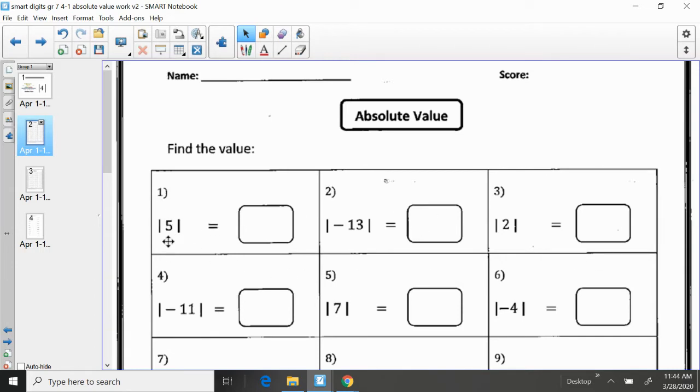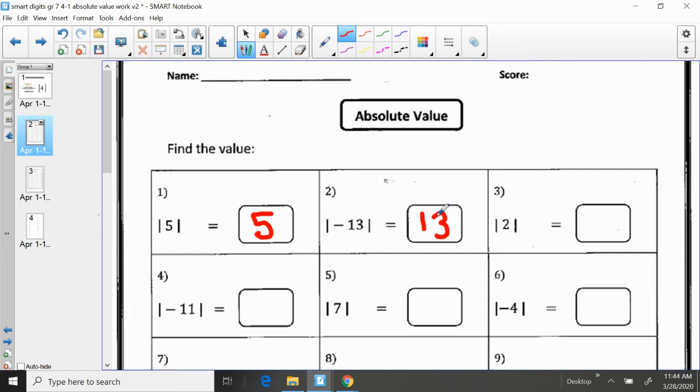So problem 1 is the absolute value of 5. The absolute value of 5 is very simply 5, because 5 is worth 5. Absolute value of negative 13. Now, you might think the answer is negative 13, but that's not correct. The absolute value is 13. So whether a number is positive or negative, its absolute value is positive.